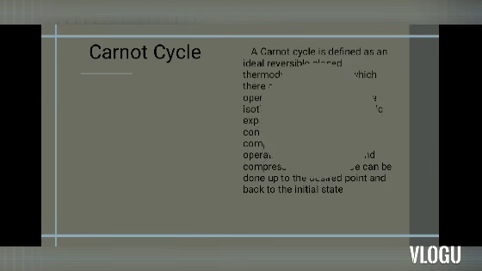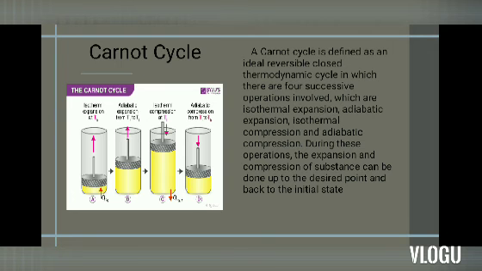Okay, so in these slides, we will talk about the Carnot cycle. The Carnot cycle is defined as an ideal reversible closed thermodynamic cycle in which there are four successive operations involved, which are isothermal expansion, adiabatic expansion, isothermal compression, and adiabatic compression. During this operation, the expansion and compression of the substance can be done up to the desired point, back to the initial state. Sadi Carnot cared about reversibility. The most important matter is the temperature of hot and cold.